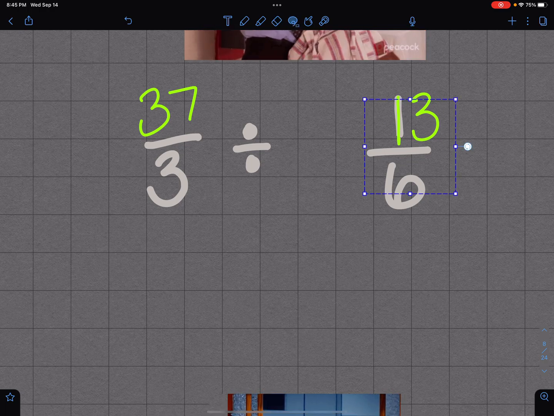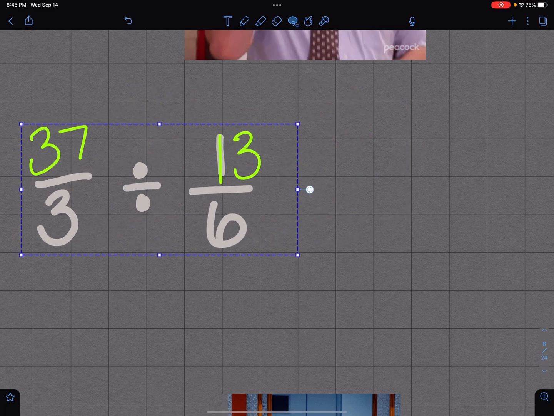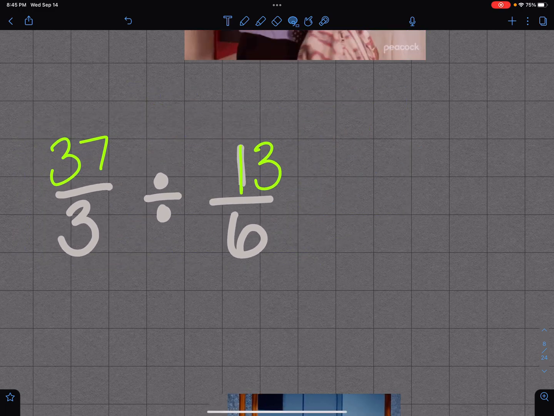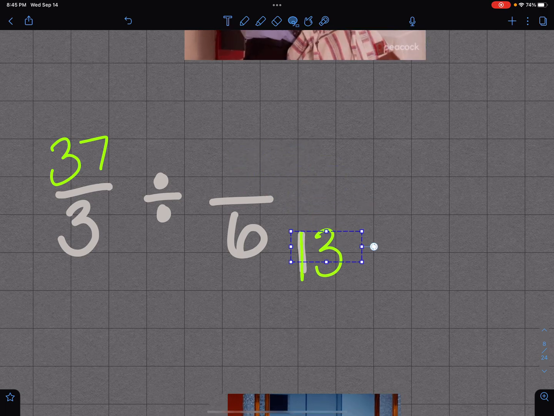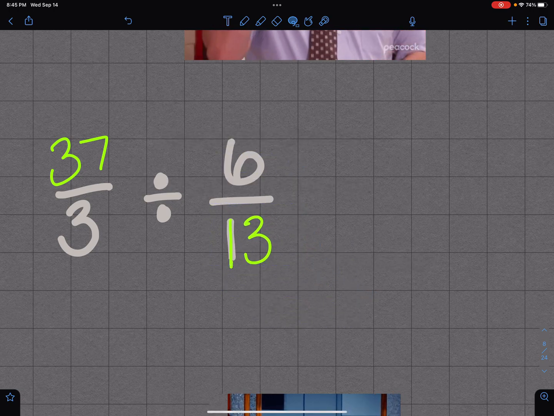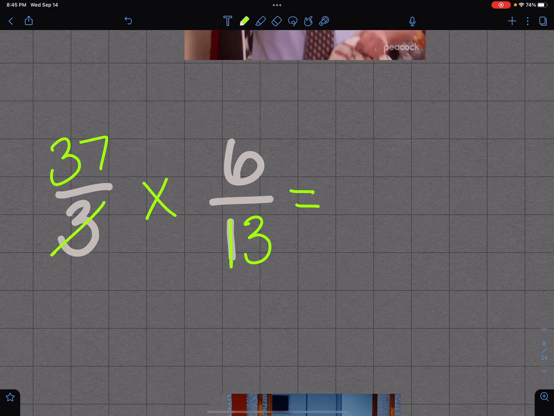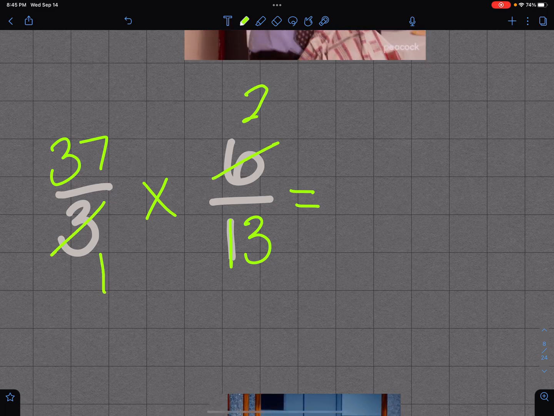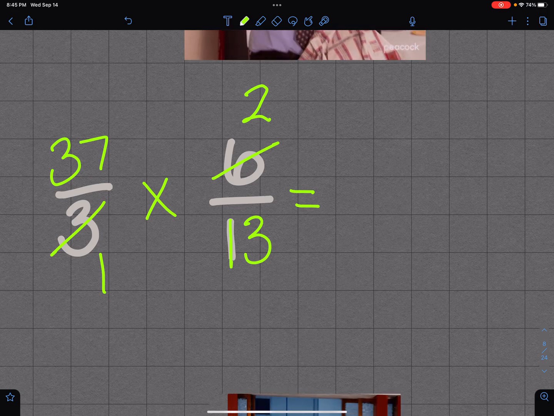Alrighty. Now we are dividing. So don't let them trick you again, because when you divide, you have to turn this second one upside down. Okay, so if we just change the spots of that, then we can turn this into multiplication, and it's easy. Now, can we cancel anything? Oh yeah, the 3 and the 6 cancel, and you can make that a 1 and a 2. So that's a lot easier.